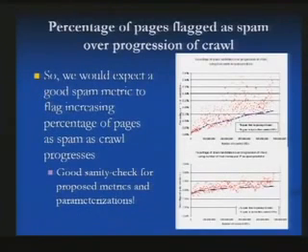So these two graphs show you the percentage of spam candidates flagged over the progression of the crawl for DS2 using both the hostname properties technique and the number of host names per IP address as a predictor. And as you can see, they both flag an increasing percentage of pages as spam as the crawl continues. We believe that this is a good sanity check for any proposed metrics for identifying spam pages.